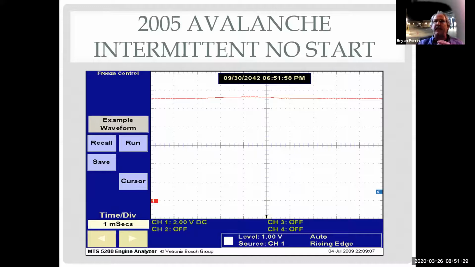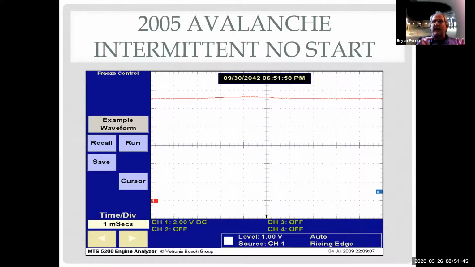Same thing's happening here. Because I have that 11 volts there all the time, when a computer puts 12 volts or 0 volts on it, it can't see it because we're shorted to 11 volts. So that's what we're looking at here.